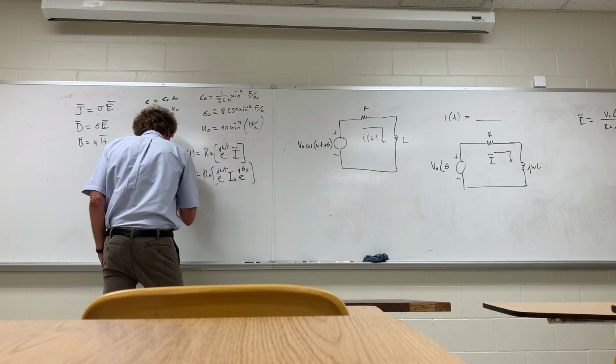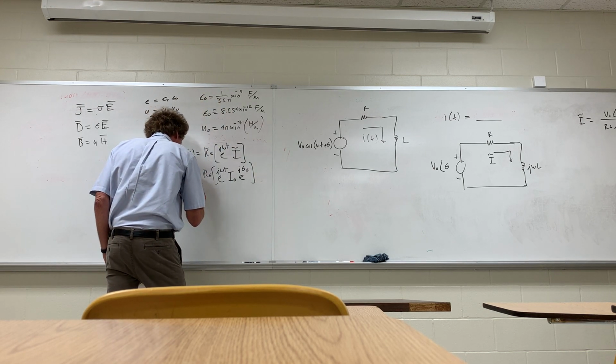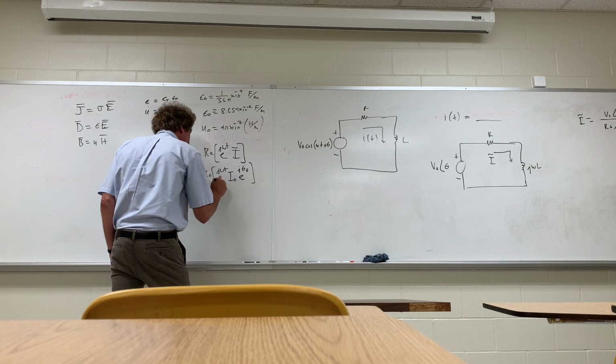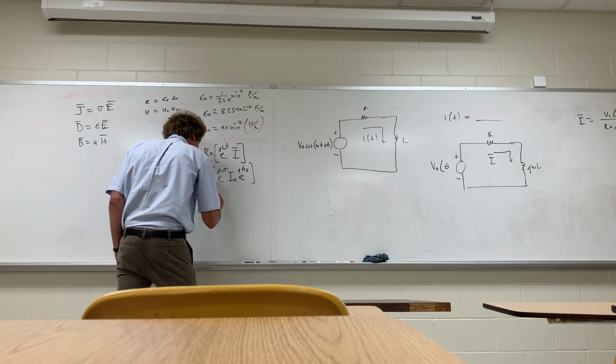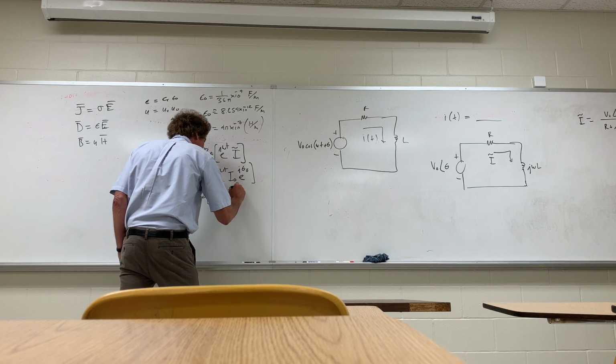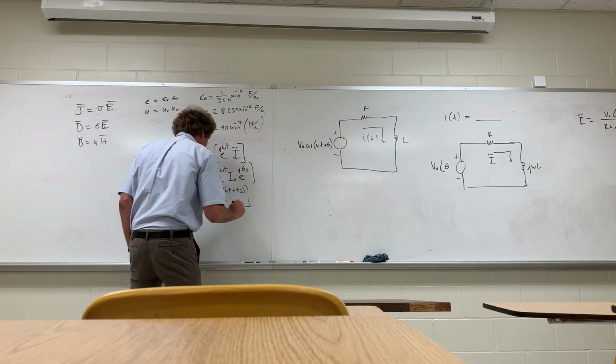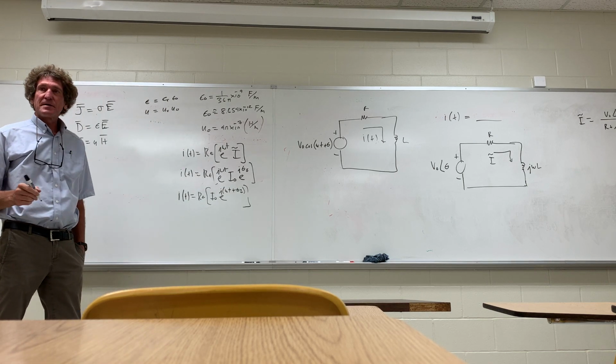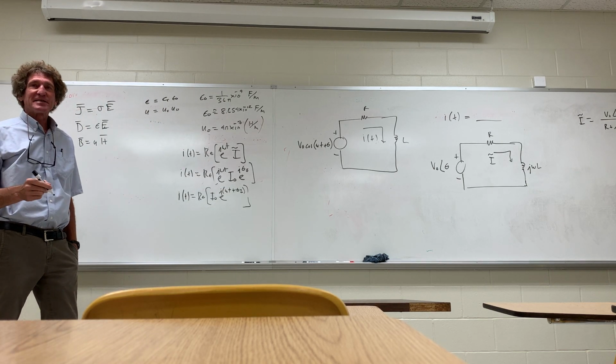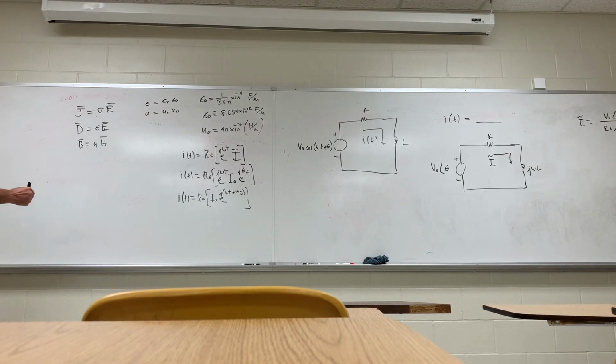Then I'm going to go down, I'm going to combine them. I'm going to say I of t is the real part of, and now it's going to be some magnitude I naught e to the j of omega t plus theta I. Right? Not quite done yet. What is my next step? Some of you know.